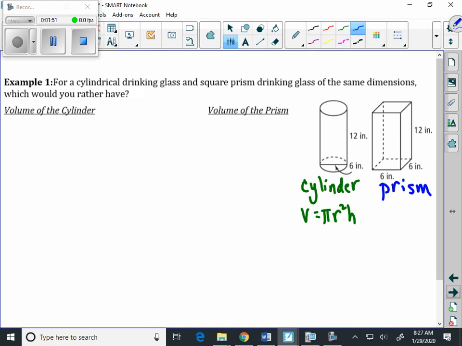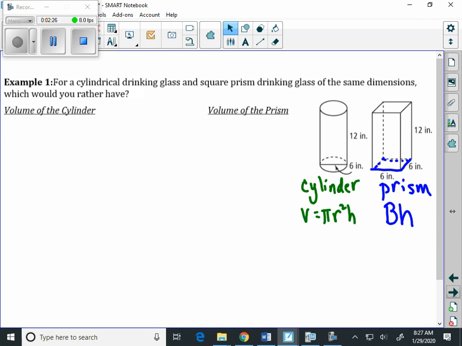And on the prism, again, it's going to be the area of the base. So we need to look at the base. In this case, our base is this. And once we know those two things, then we can apply our formulas to them. And you might want a calculator or you might want Desmos. But it says for a cylindrical drinking glass and a square prism drinking glass of the same dimensions, which would you rather have? So we're going to start by figuring out, what's the volume of a cylinder?